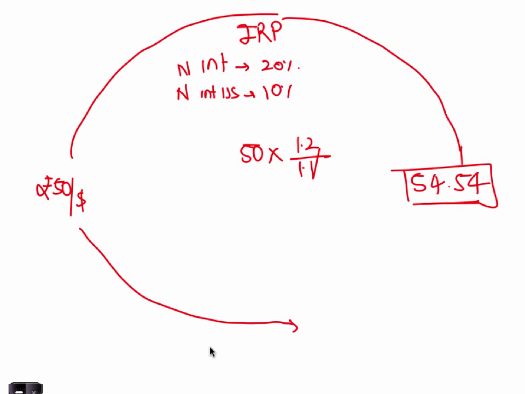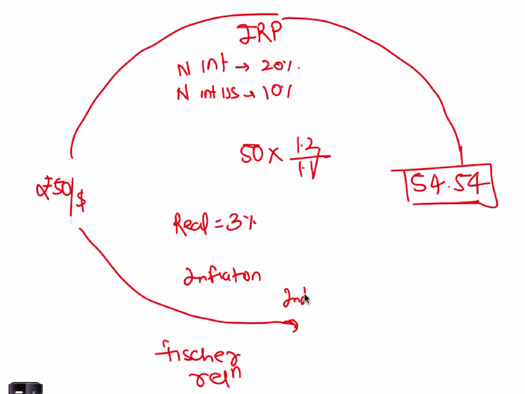Now we can also use the international Fisher relation, and we know that we have the nominal rates. From that we will try to extrapolate what the inflation rates are. The international Fisher relation makes one more assumption, that the real interest rate is constant across the world. So let us say that the real interest rate is 3%. Once we know the real interest rate is 3%, we can find out the inflation rates. So the inflation rate in India would be 1.2 divided by 1.03 minus 1. The inflation rate in US would be 1.1 divided by 1.03 minus 1.